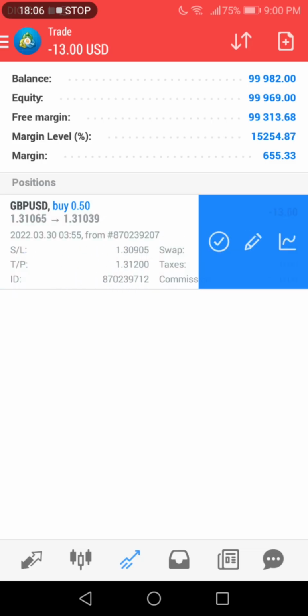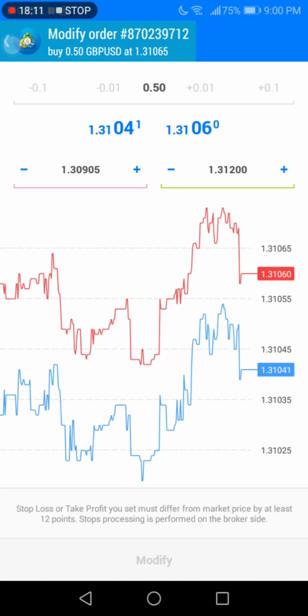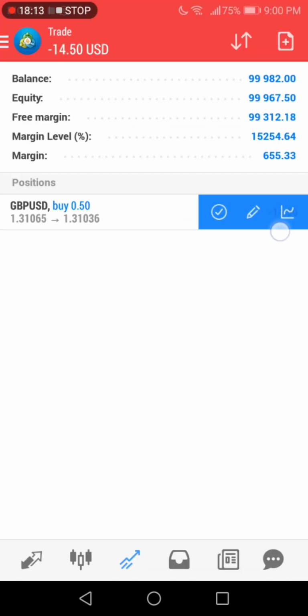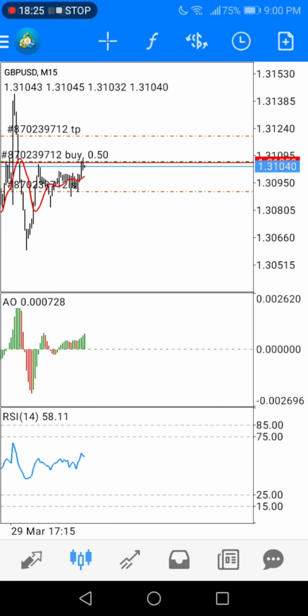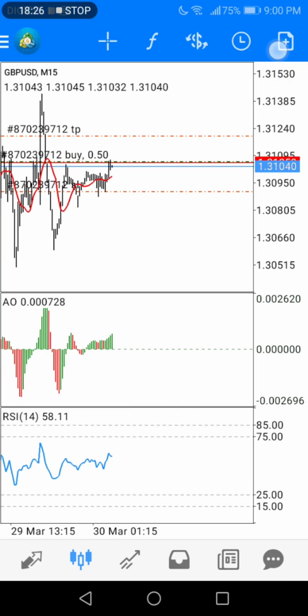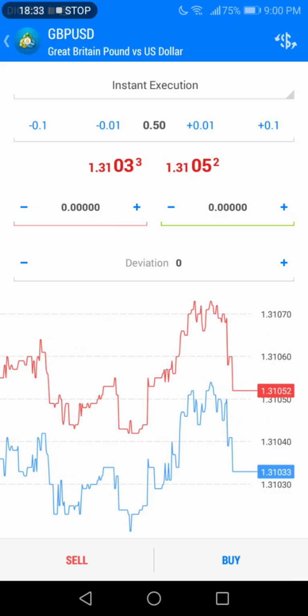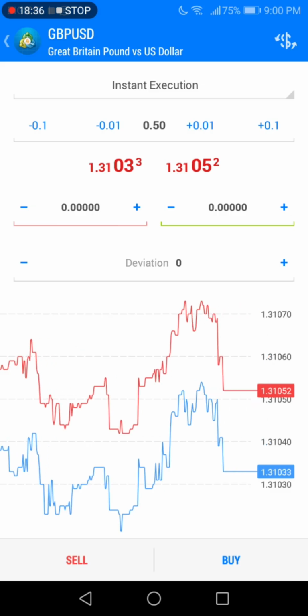Alright, the next thing that's there, apart from the pins to modify order, you can then click the chart on the right side. When you click the chart on the right side, that's just simply going to carry you back to the chart section. Oh, I should have talked about this. Alright, this is your order section up at the top right. You can click the order, click it to enter a trade.